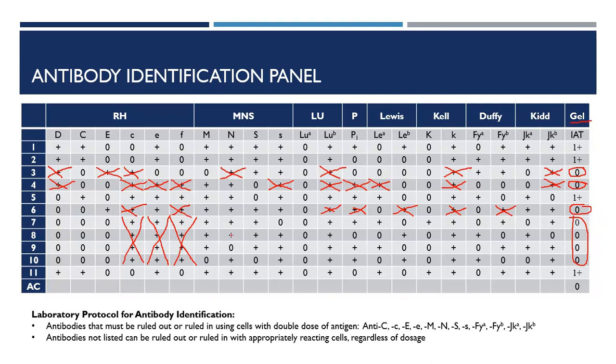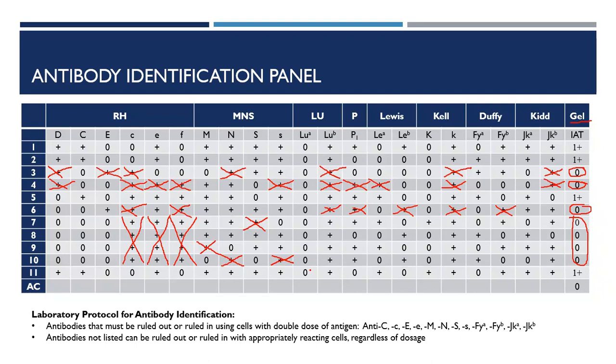So MN, MN, these are all single specificity here, but here I do have cell number 9 homozygous for M, and cell number 10 homozygous for N. I can rule those out. Now let's look at our S's. I can rule out anti-big S here and anti-little s here. Lutheran A, negative across the board.